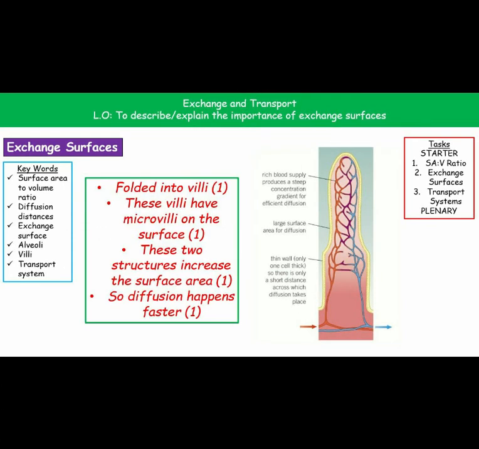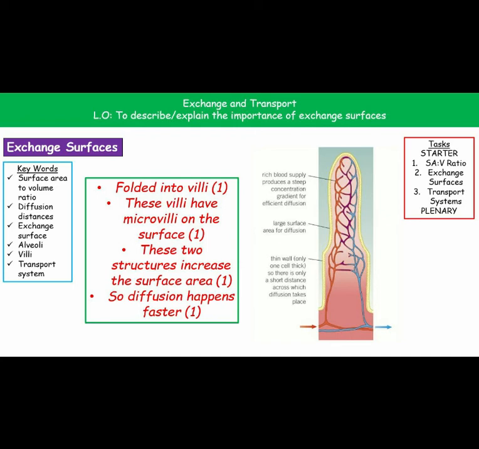So the first one that we've got then is that they're folded into these structures called villi. These villi then have an additional structure on the surface called microvilli, and the whole purpose between those is to increase the surface area of your intestines dramatically. And the whole purpose of increasing surface area is so diffusion happens faster.